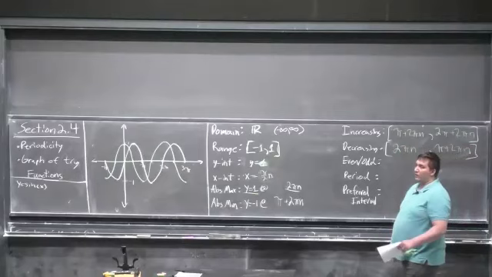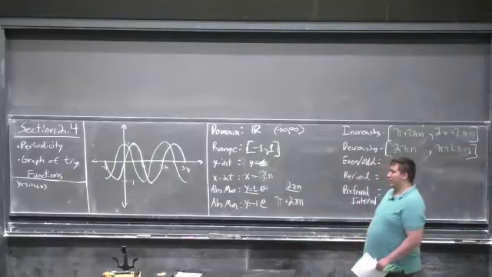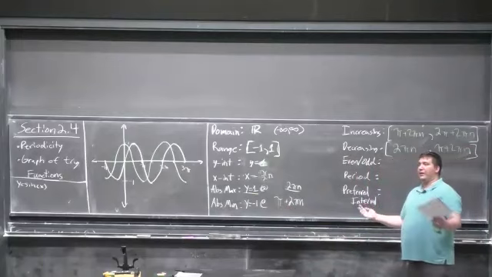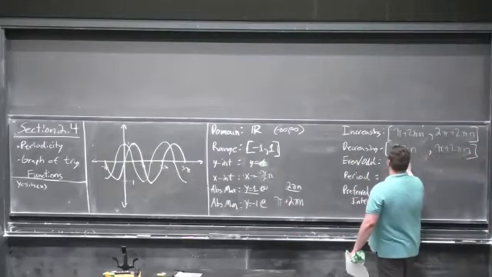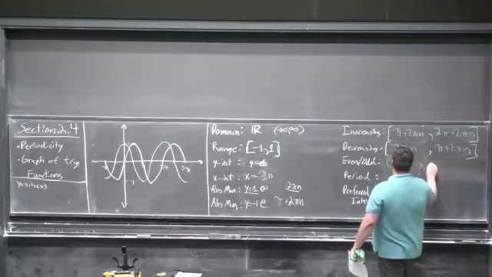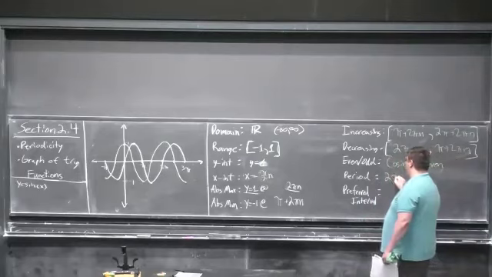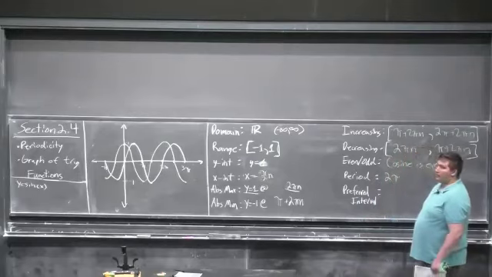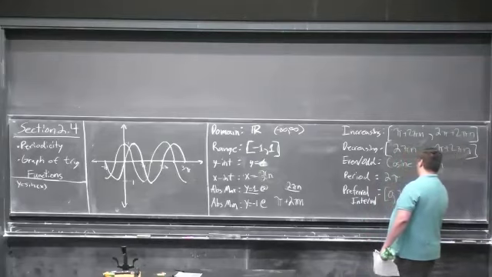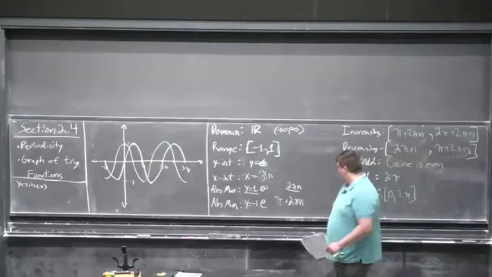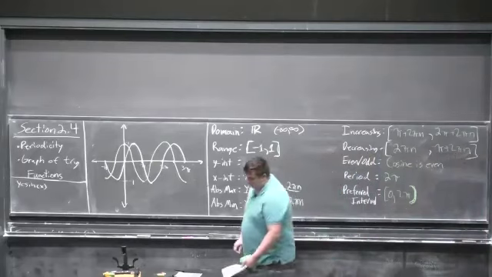Even or odd? Well, cosine of negative alpha equals cosine of alpha, meaning it's an even function. It's mirrored across the y-axis. So cosine is even. And the period remains at 2 pi. And the preferred interval will be the same, 0 to 2 pi, exclusive of the 2 pi, symbolized by the parenthesis.